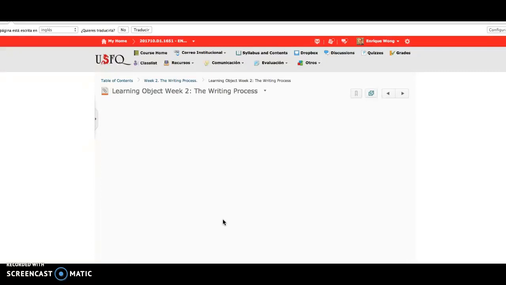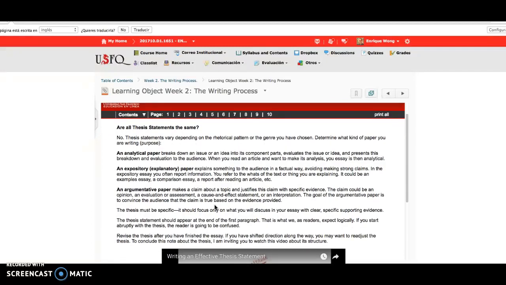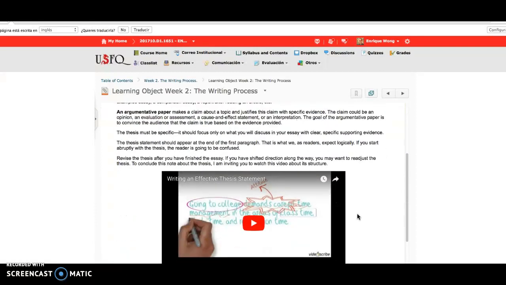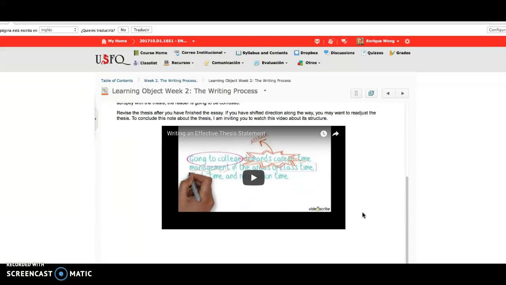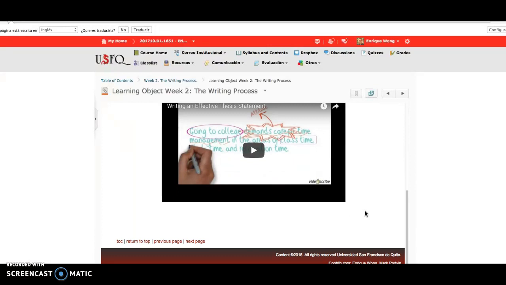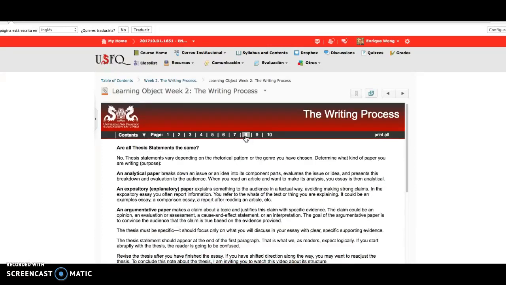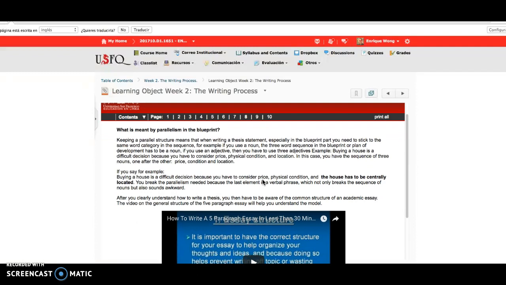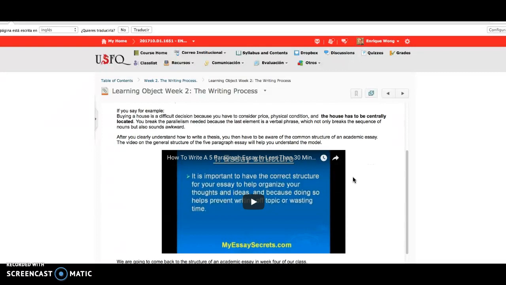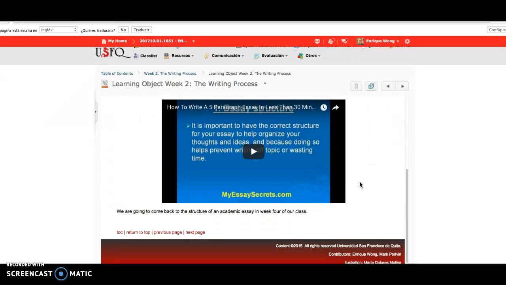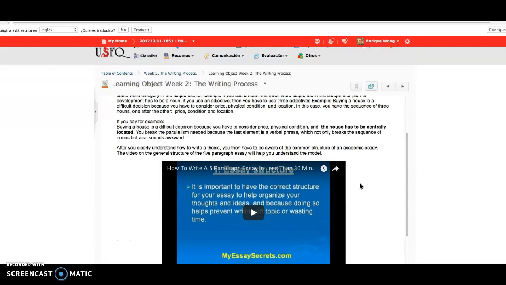Here on page 7, you have the differences between a thesis statement in an analytical essay, an expository essay, and an argumentative essay. So all this is important for your test on Friday. I gave you a couple of videos from YouTube that will help you understand the nature of the thesis and how to write an effective thesis statement. Also on page 8, you have the concept of parallelism in the thesis, which is important to convey a proper and adequate thesis statement.